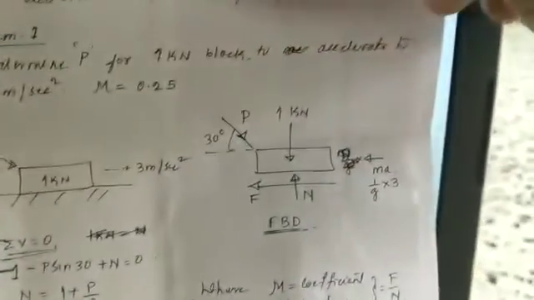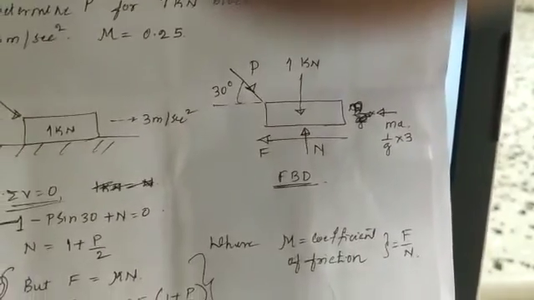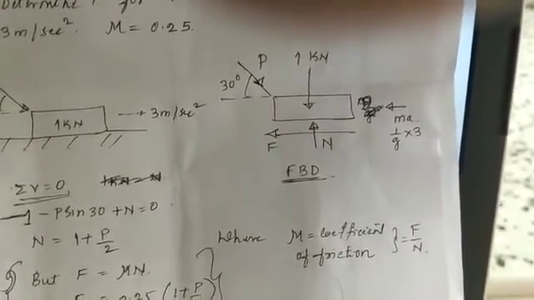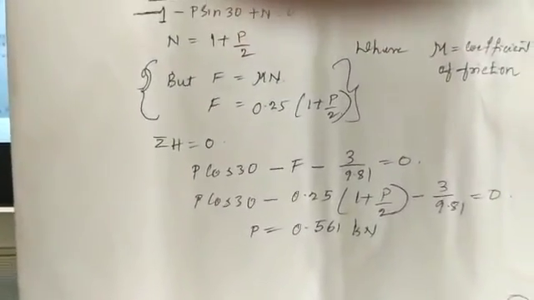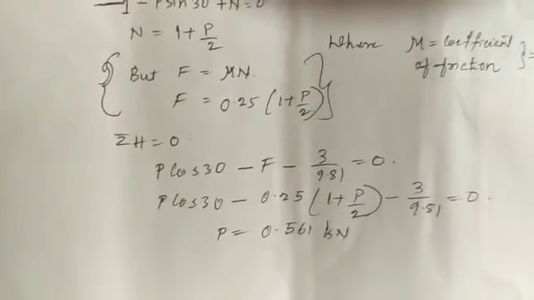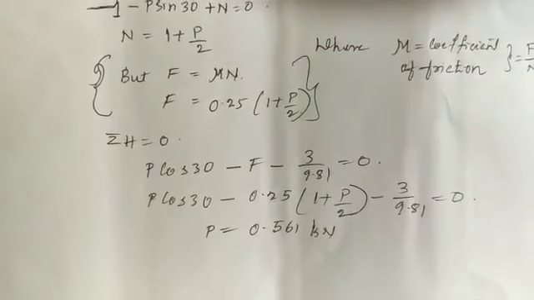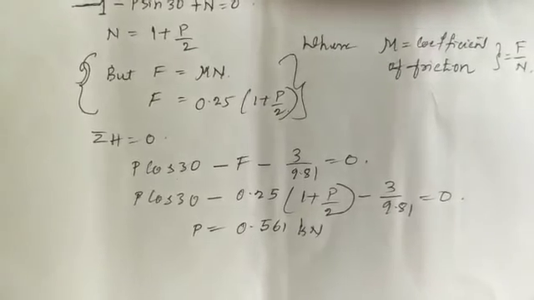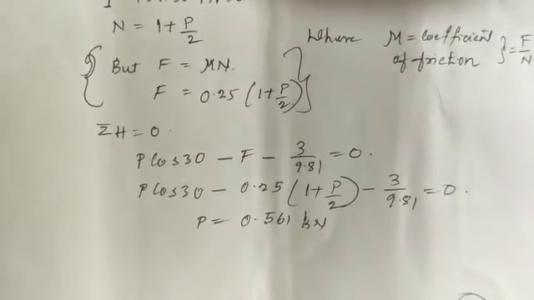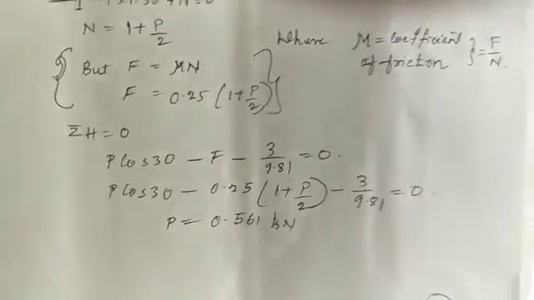Similarly, apply the sum of all horizontal forces equal to 0. What are the horizontal forces acting? Frictional force and inertia force are acting opposite, and P cos 30 is acting towards the right, so that is positive. P cos 30 minus F minus MA, that is 3 upon 9.8, is equal to 0. Substituting that, you will get one more equation: P cos 30 minus 0.25 (1 plus P by 2) minus 3 upon 9.8 equals 0. That is equation number 2.